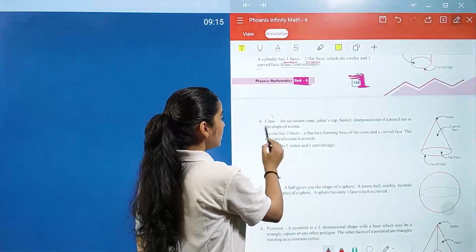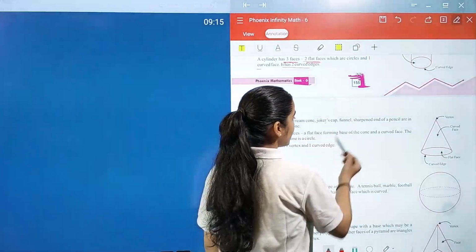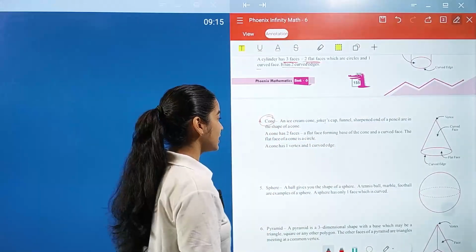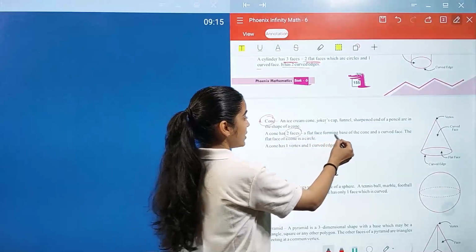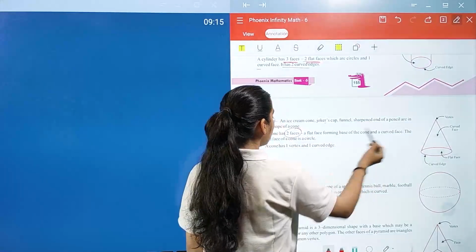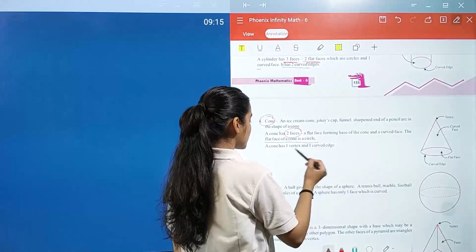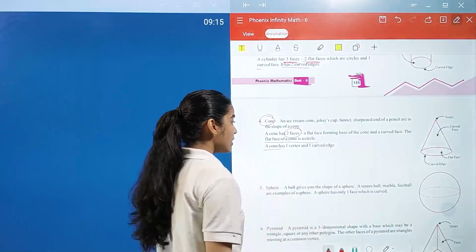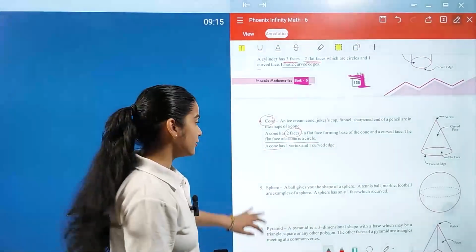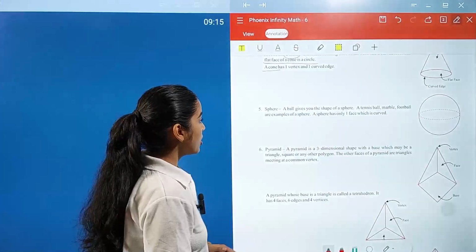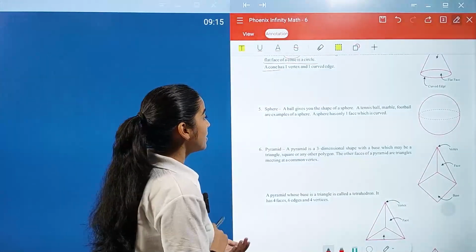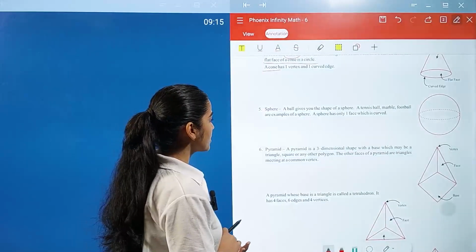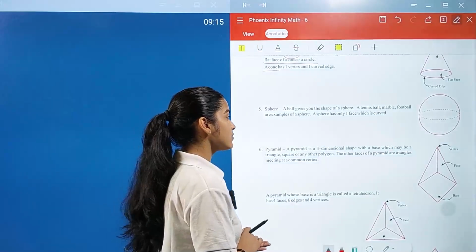Next we have cone. An ice cream cone, joker's cap, funnel, and the sharpened end of a pencil are in the shape of a cone. A cone has two faces, a flat face forming the base of the cone and a curved face. The flat face of a cone is a circle. A cone has one vertex and one curved edge. Next, sphere. A ball gives you the shape of a sphere. A tennis ball, a marble, a football are examples of a sphere. A sphere has only one face which is curved.